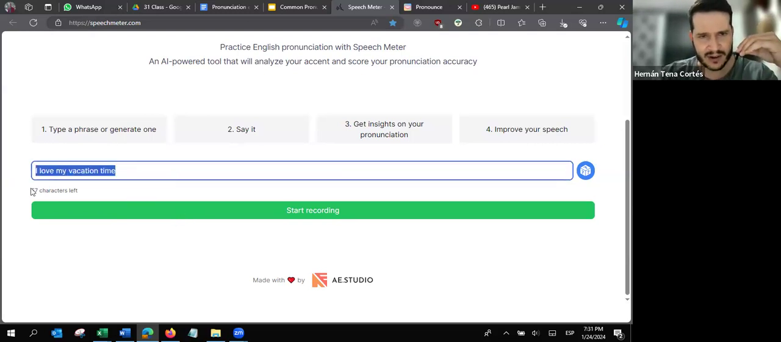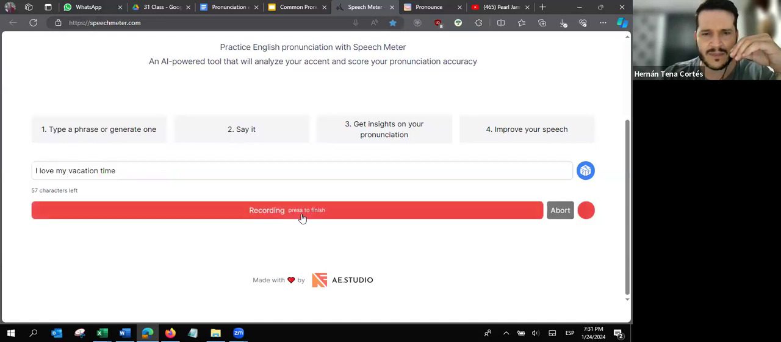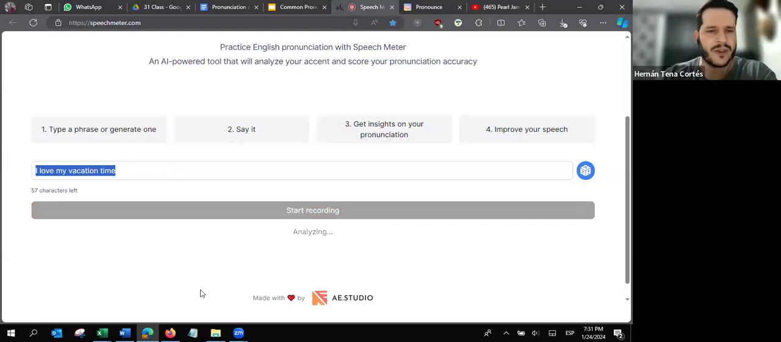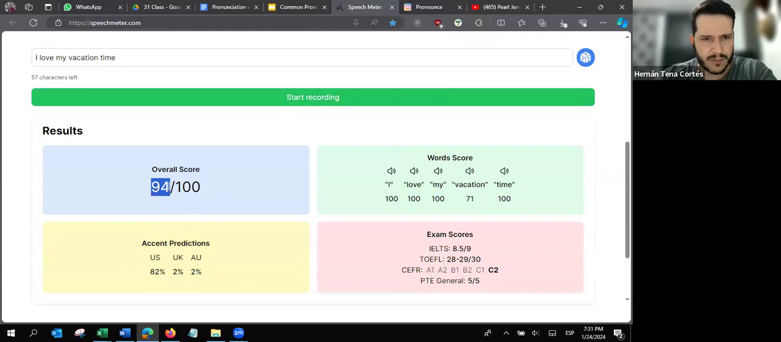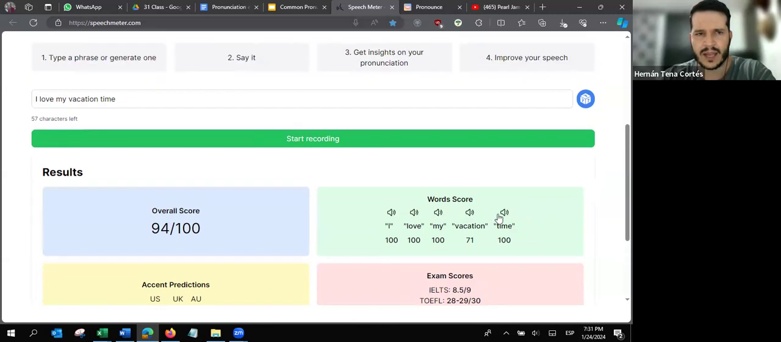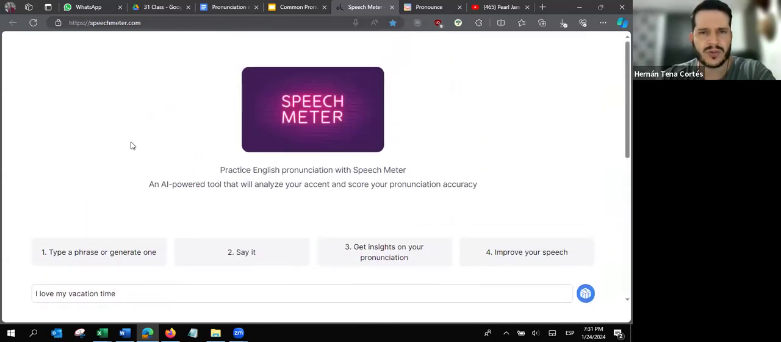So I write a sentence here, and then I press this. I love my vacation time. When I finish speaking, I press the button again, and look, it gives me a score. And here we can see how to correctly pronounce all of the words in the sentence. Right? I love my vacation time. Okay, so this is the tool we're going to use for many exercises today.